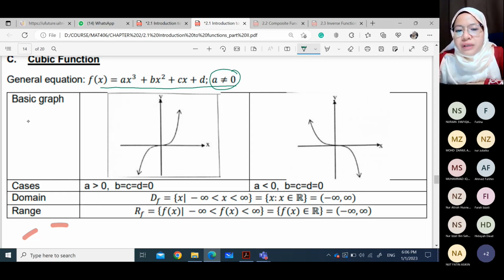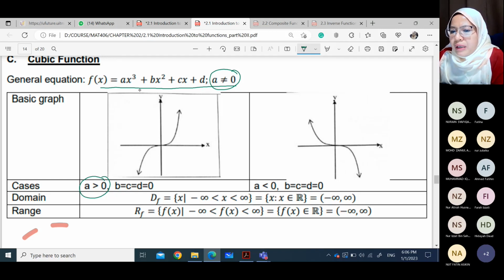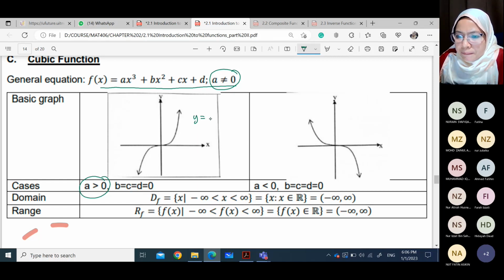Okay, so here we have a basic graph. So basic graph yang ini. So this one is A is greater than 0. So kalau A kita positif, so kita akan dapat graph yang berbentuk beginilah. Okay, so let's say our A negative. So you akan dapat negative x cubed plus bx squared plus cx plus d. Okay, so you akan dapat graph yang begini. Right, so this one is about y equal to x cubed, x to the power of 3. And this one we have y equal to negative x to the power of 3. So we have this graph.